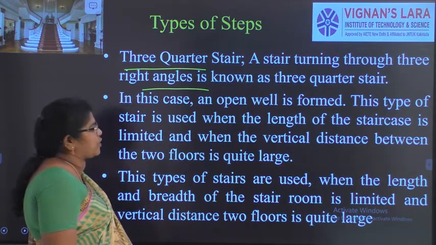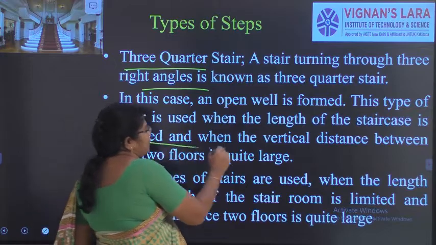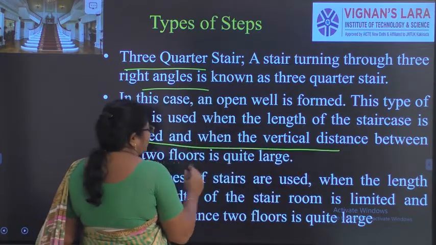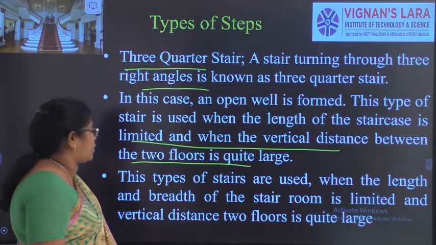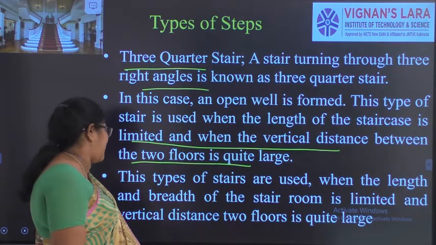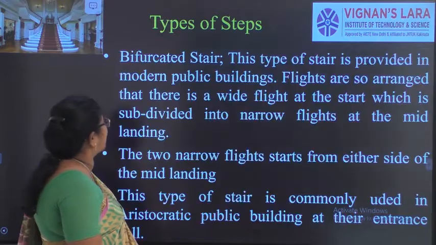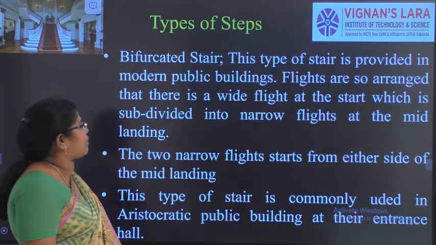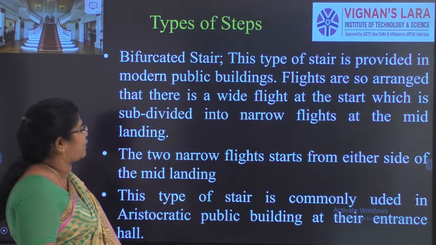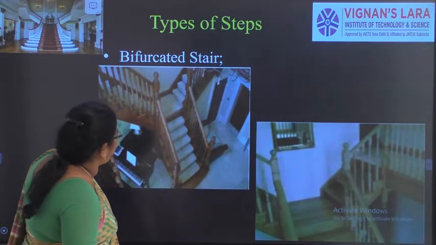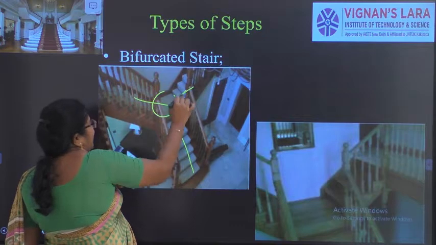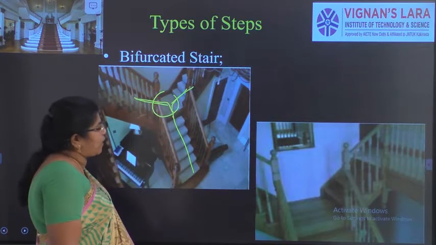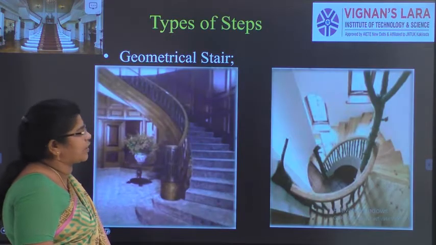This type of stair is used when the length of the staircase is limited and when the vertical distance between the two floors is quite large. This type of stair is used when the length and breadth of the stair room is limited and the vertical distance is large. The next one is the bifurcated stair. We already saw the bifurcated stair, where there is a bifurcation of one stair, here at 90 degrees. And the next one is the geometrical stairs.